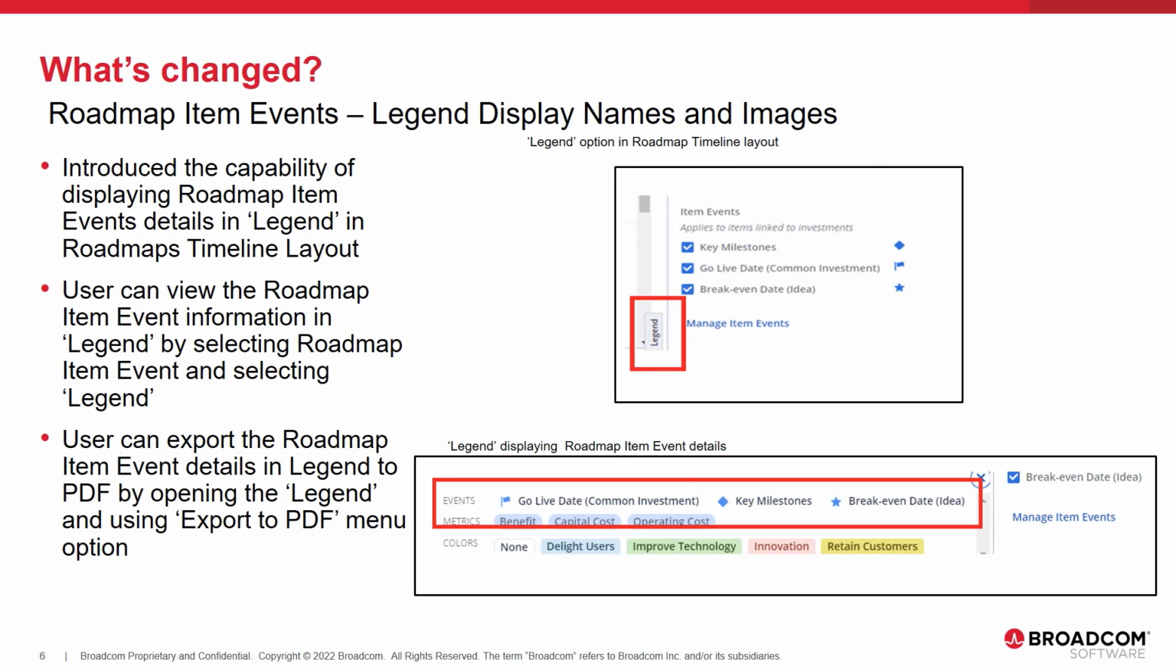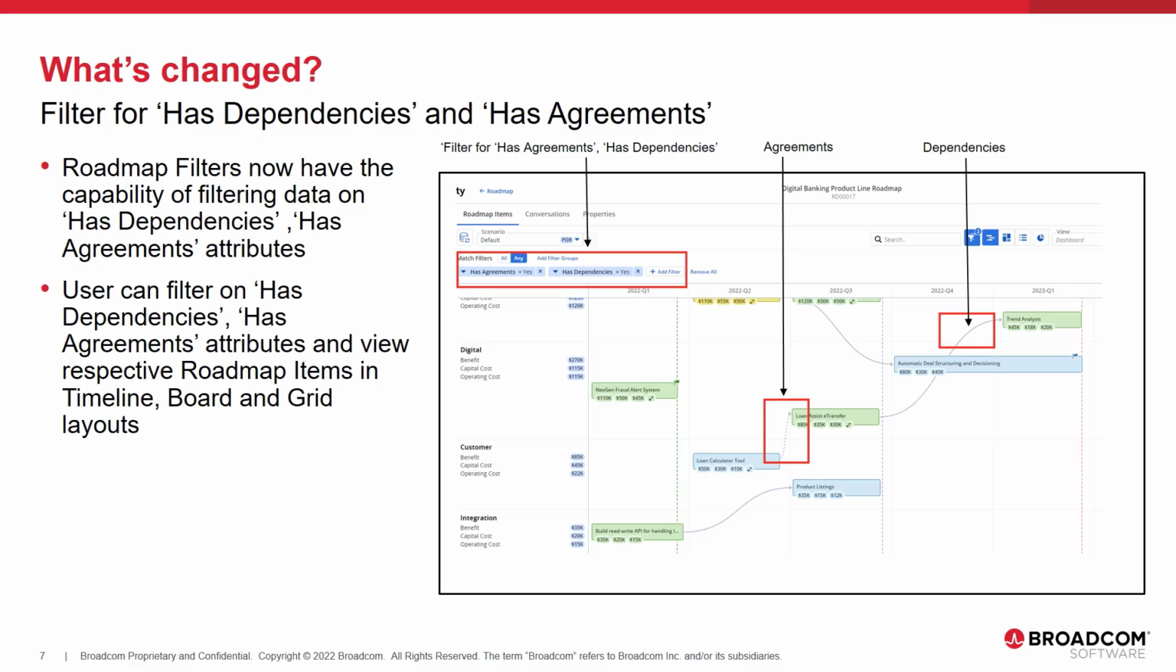Roadmap item events, names and images getting displayed in legend. We have introduced the capability of displaying roadmap item events details in legend in Roadmaps timeline layout. User can view the roadmap item event information in legend by selecting roadmap item event and selecting legend option. By using export to PDF, user can export roadmap event details displayed in timeline layout and roadmap item events detailed in legend.